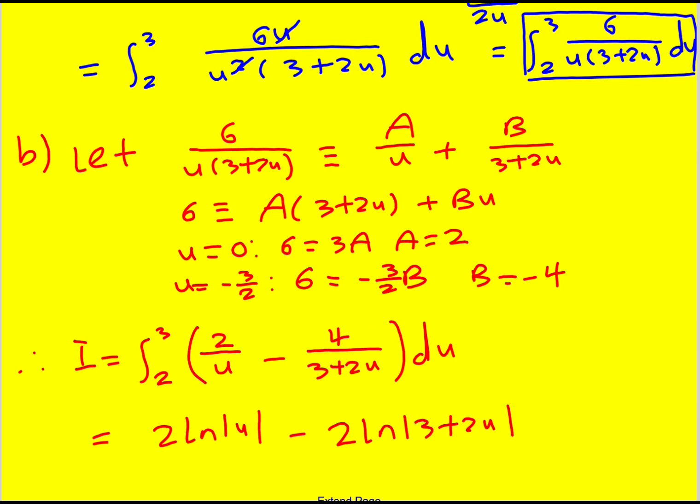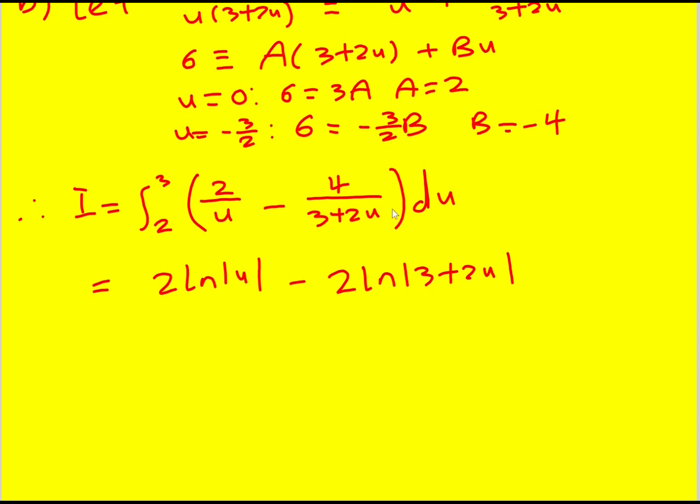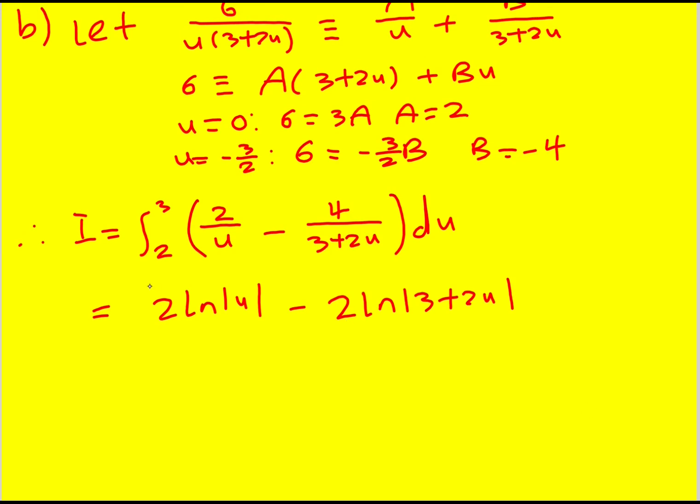Or you can ignore the 4 and make it a half ln 3 plus 2u using reverse chain rule and then times by 4. In any case, we're going to get 2 ln 3 plus 2u. If you struggle with those, then just practice reverse chain rule, that kind of thing. You could do a substitution, but I would avoid it. I just think that's unnecessarily complicated. This is definitely our answer.